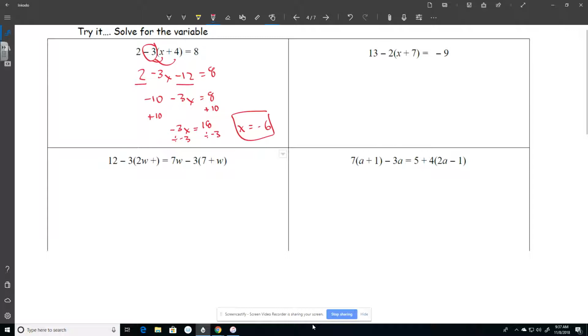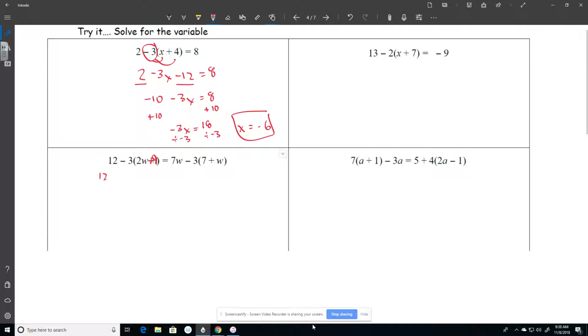All right. The second example, 12 minus 3 times 2w plus, let's put a 1 right there. Do I want a 1? No, let's make that a 9. Sorry, let's make that a plus 9. Equals 7w minus 3 times 7 plus w. So let's distribute first to get rid of all of these parentheses.